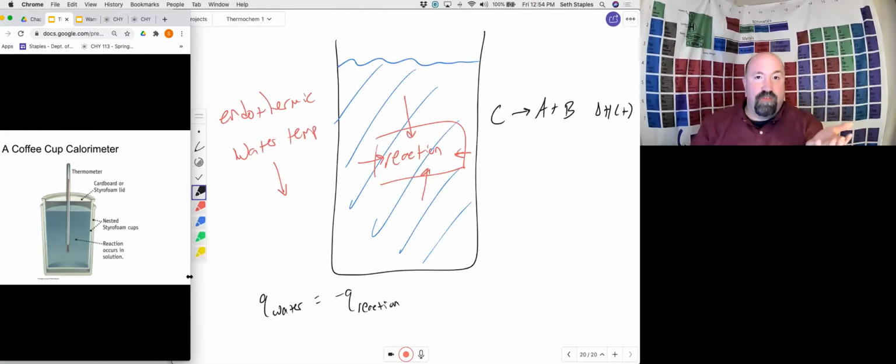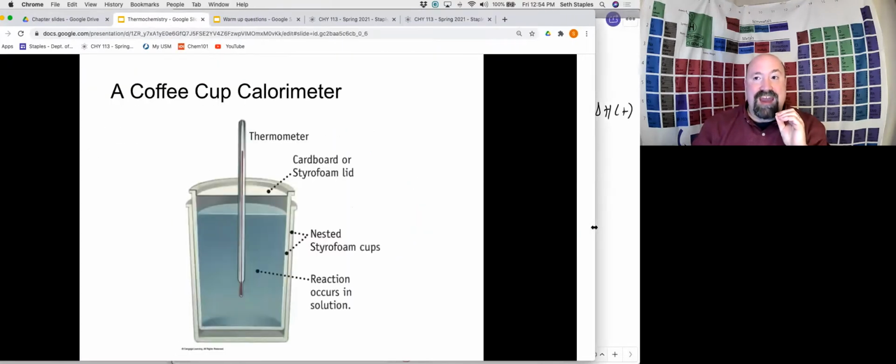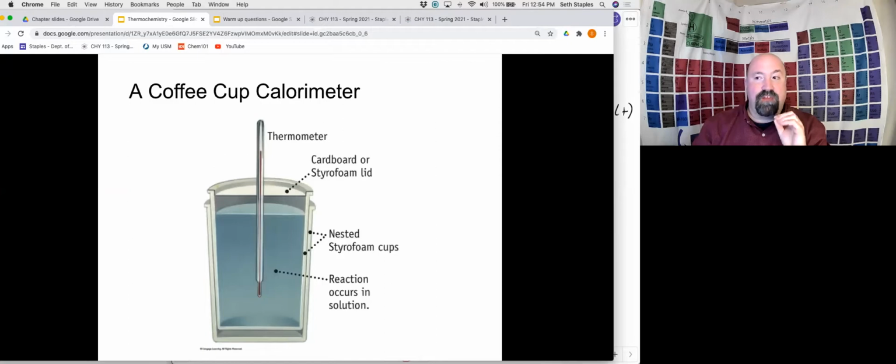And that's calorimetry. We can't measure the energy change of the reaction directly, but we can measure the effect of that energy change on the surroundings. That's what we're doing. We're measuring how much energy change is associated with the water, because that must be equal and opposite to the energy change from the reaction itself.